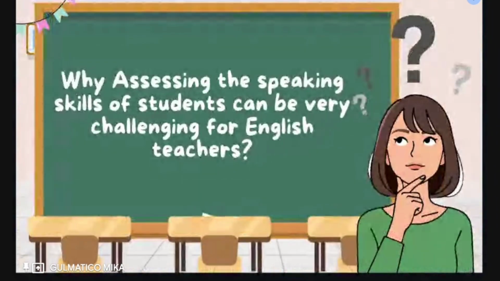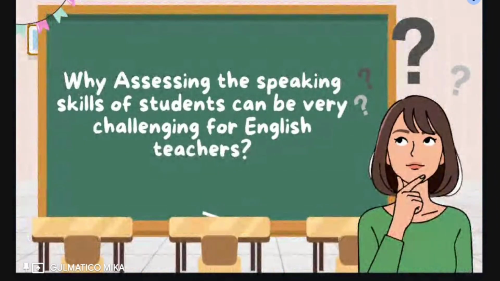So before we start, let's have this question first. Why can assessing the speaking skills of students be very challenging for English teachers? Bakit nga ba, no? To answer this question, it is because when a person speaks, we are unique, everyone, right? It involves doing various skills at the same time, like using appropriate vocabulary, correct grammar, proper pronunciation, and other non-verbal communication skills.